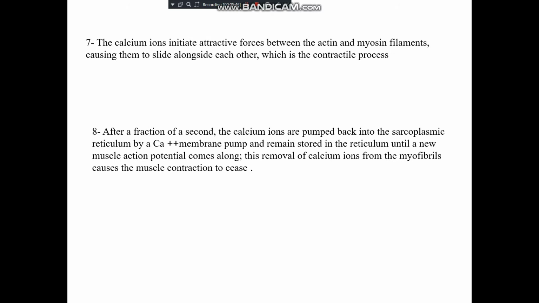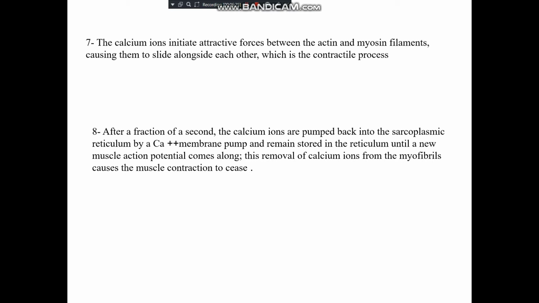Now, these calcium ions which are released develop a force between the actin and myosin filaments, so that the myosin heads can bind with the active sites on the actin and slide alongside each other and pull the actin filaments together. This causes the contractile process, or contraction. All these things happen in milliseconds.